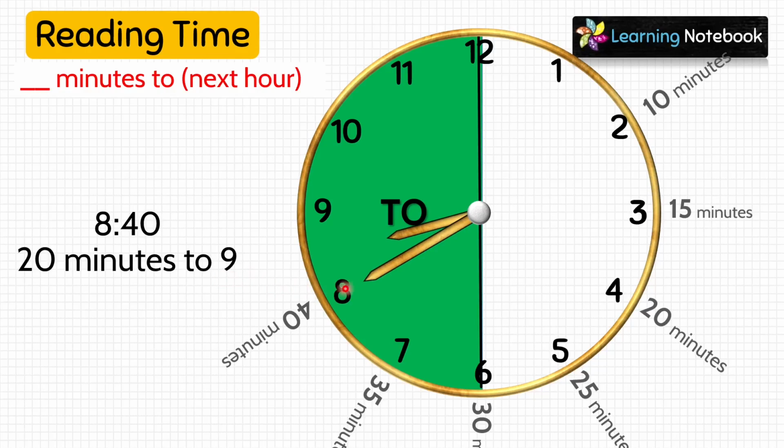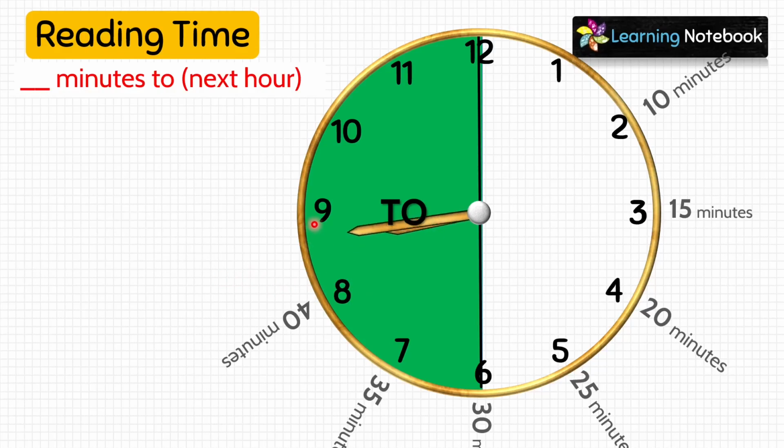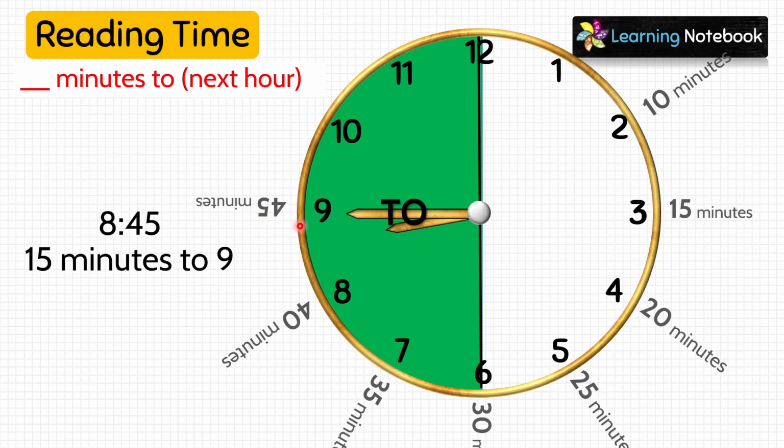Next, when the minute hand moves to 9, 45 minutes have passed. And how many minutes are remaining to 9? Yes, 15 minutes are remaining. So we say time is 8:45 or 15 minutes to 9. We can also call this time as quarter to 9.